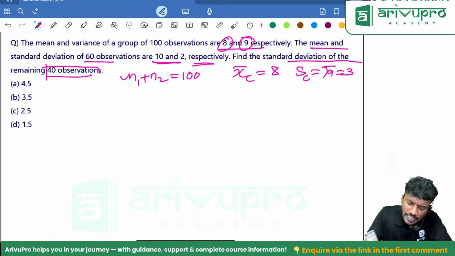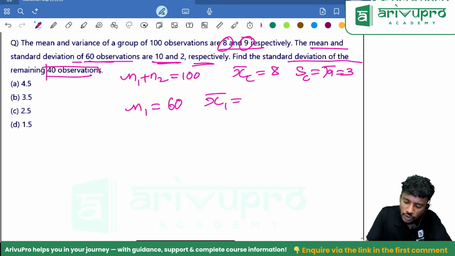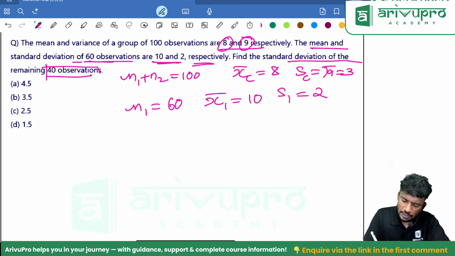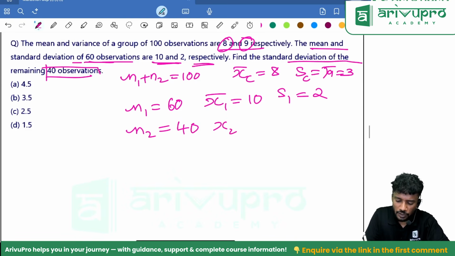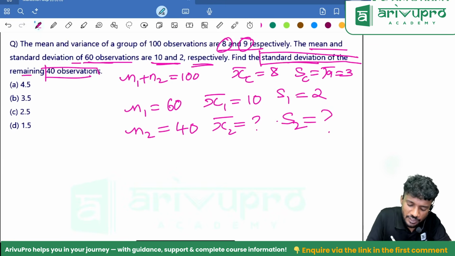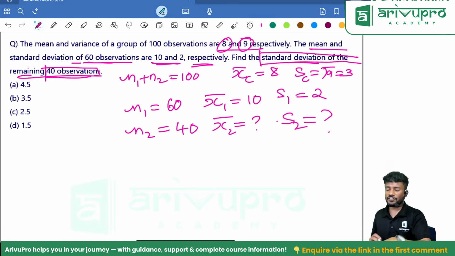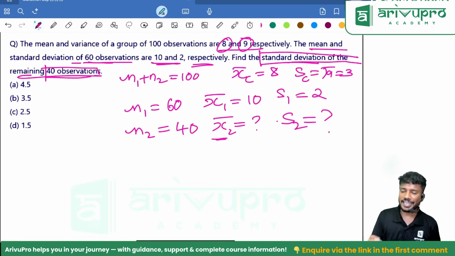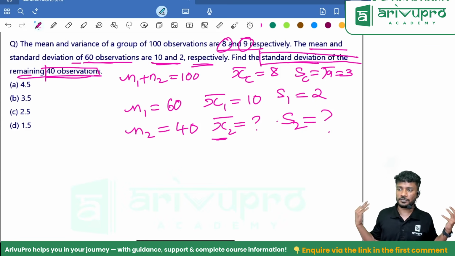Now, the mean and standard deviation of 60 observations. N1 is equal to how much? 60. Then their mean X1 bar is equal to how much? 10. And S1 is equal to how much? 2. Then N2 is equal to how much? 40. Is X2 bar given? No. Then is S2 given? No. What are we finding? We are finding the standard deviation of the remaining 40. That means we are finding S2. But we require X2 bar. How can you find X2 bar?